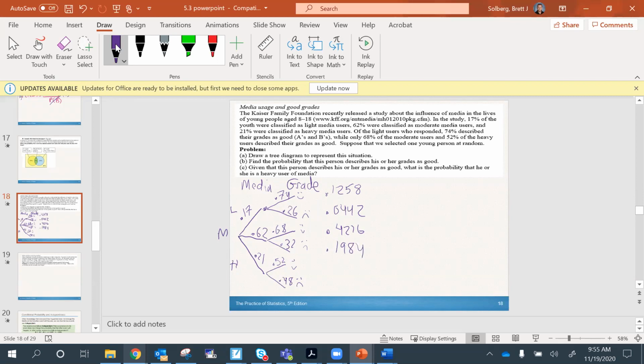All right, so now going down to the heavy users here. If we go to 0.21 times 0.52, that's going to be 0.1092. That would be the probability that they were a heavy user with good grades. But then the heavy users with bad grades is 0.21 times 0.48, and that's 0.1008.